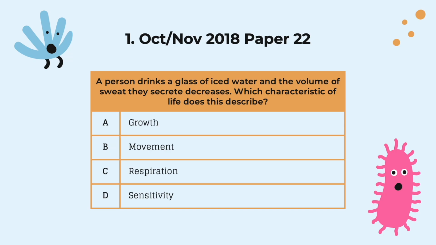Let's just look at the other answers to make sure we aren't wrong. Regarding growth, there is no increase in mass or size occurring in this example. About movement, sweat is completely irrelevant to movement. You may think of sweating as the motion of the water droplets, but not necessarily the movement of the body itself. Regarding respiration, there is no reference to metabolism or any chemical reactions, so it's definitely excluded. So the only appropriate answer here is D, sensitivity.